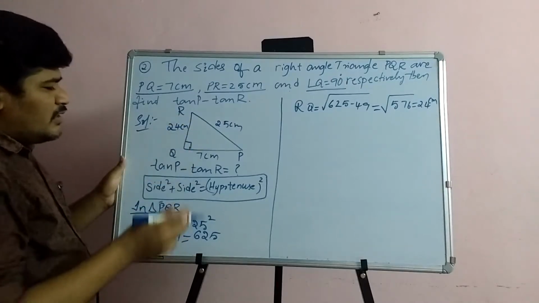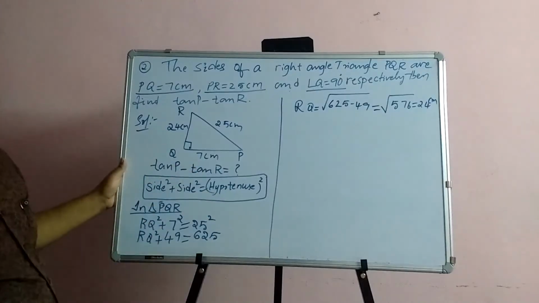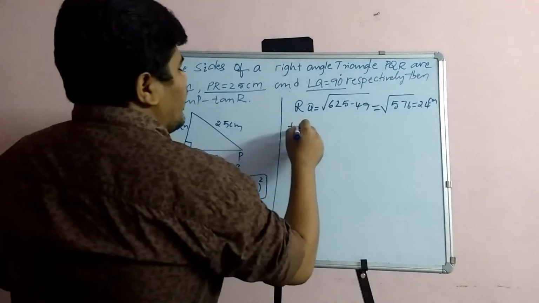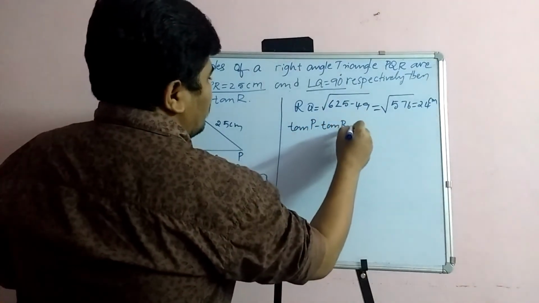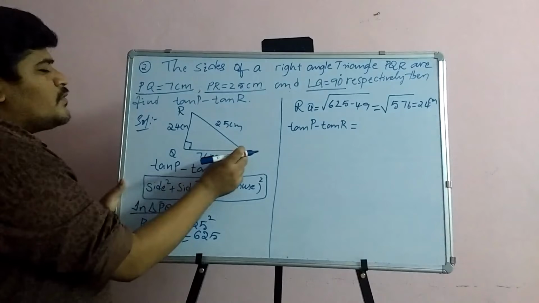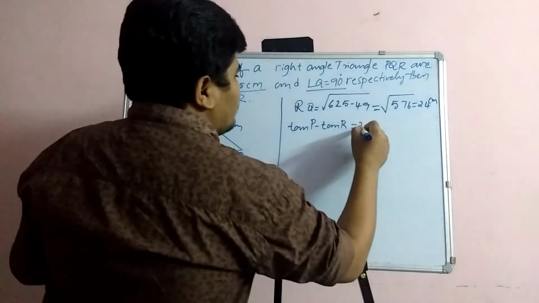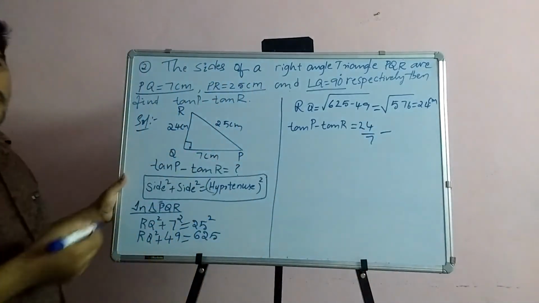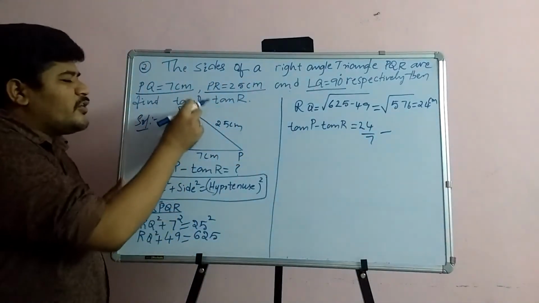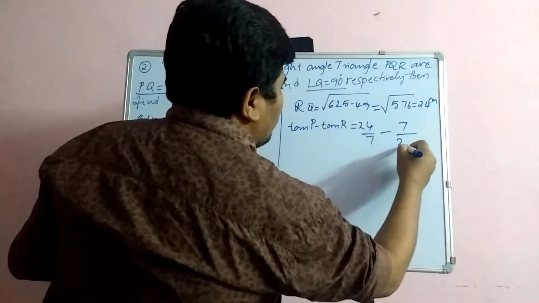So now children, focus on what they are asking. Tan P minus tan R. So tan P minus tan R is equal to, what is tan P? Opposite side to P by adjacent side to P. So that's 24 by 7 minus tan R. What is tan R? Opposite side to R by adjacent side to R, that is 7 by 24.